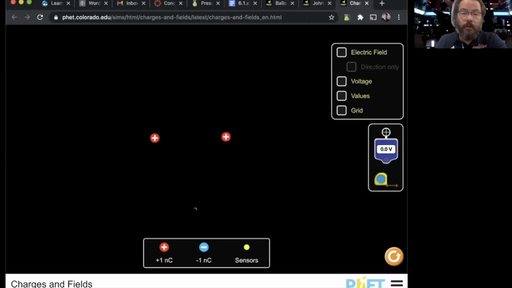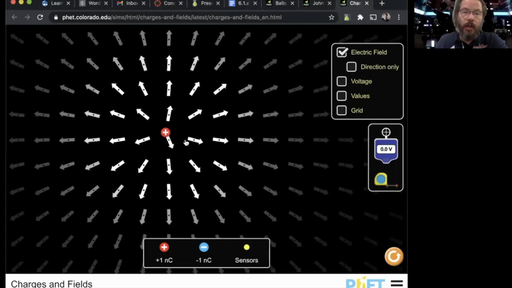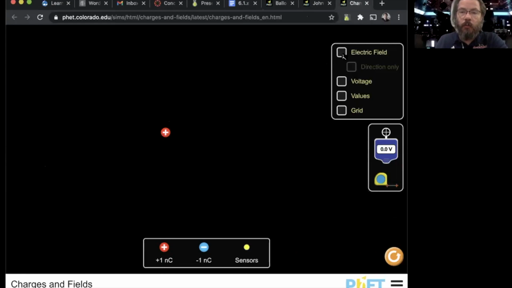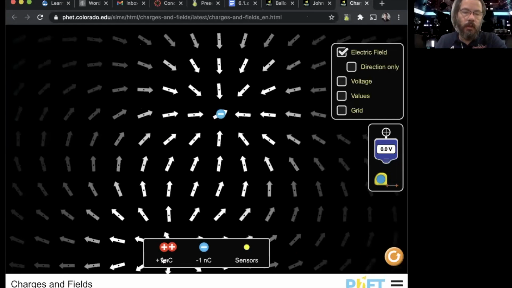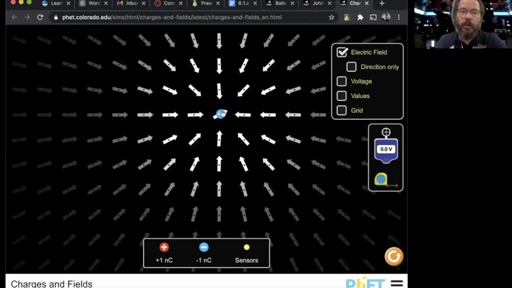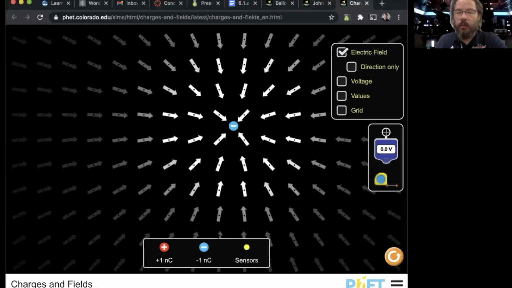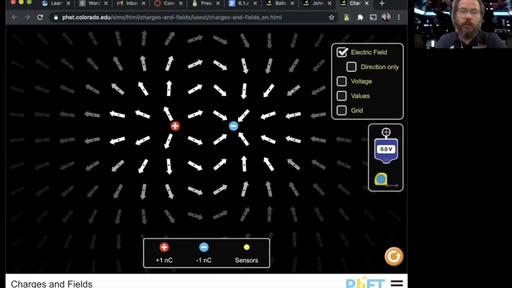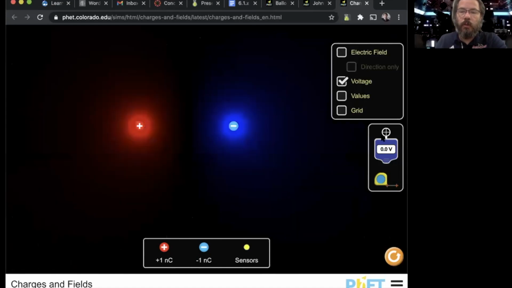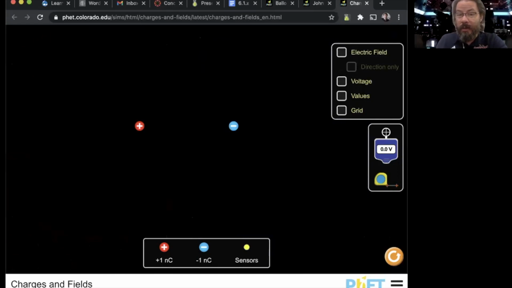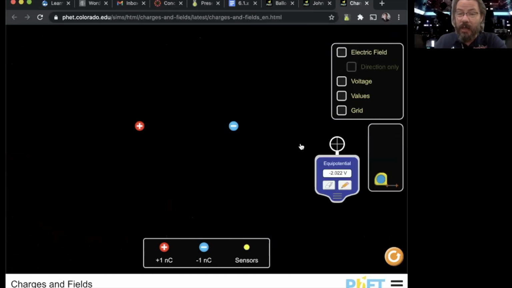Just know that the cool part about this simulation is reset is your friend. You can drag out positives, and then checking what you need is important. Okay, so here's field lines. They all go away from the positive. They go towards the negative. Okay, we put positive and negative together. You can see the field line. You can also show the voltage. So like a 12-volt battery, okay, has to do with positive and negative charge and how it works.